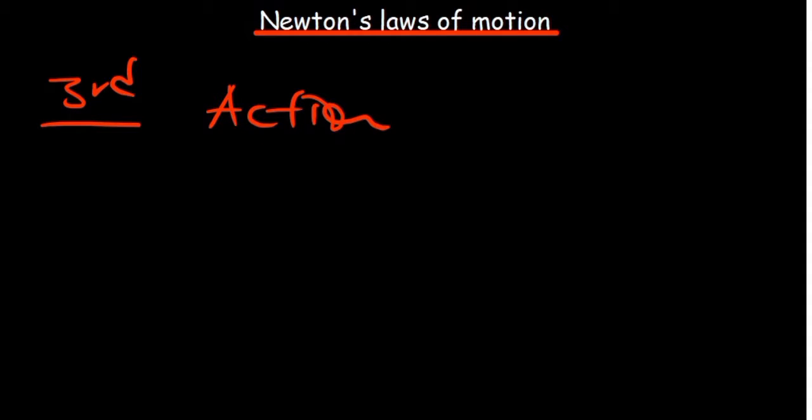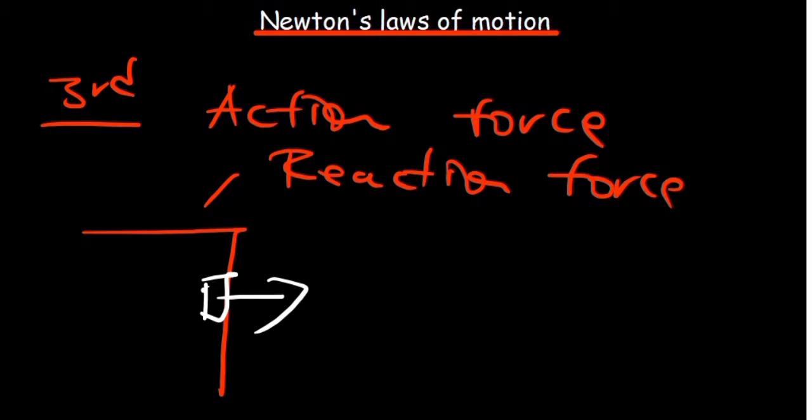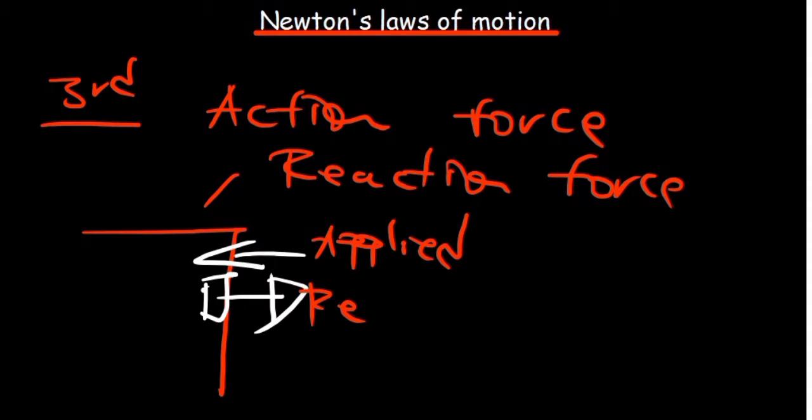How about the third law? The third law of motion tells us that for every action force there is an equal but opposite reaction force. If you apply an action force on an object, there is an equivalent reaction force that is applied. This explains why if you punch a wall, you're going to feel pain. Why? Because the force that you've applied there is being applied back onto you. So there's an applied force as well as a reaction force. That is the way it works.